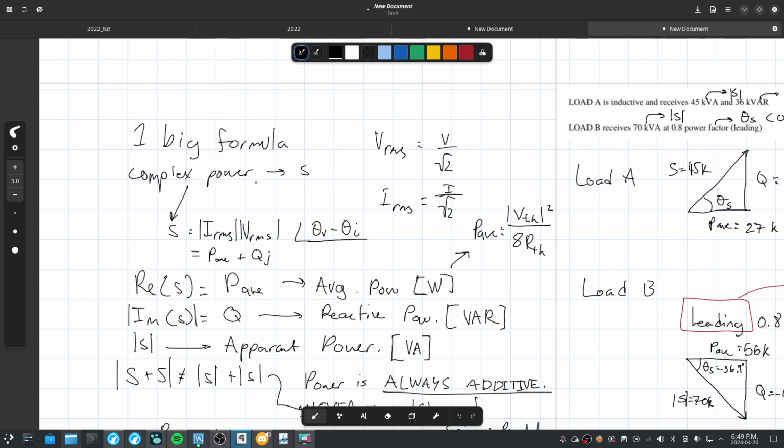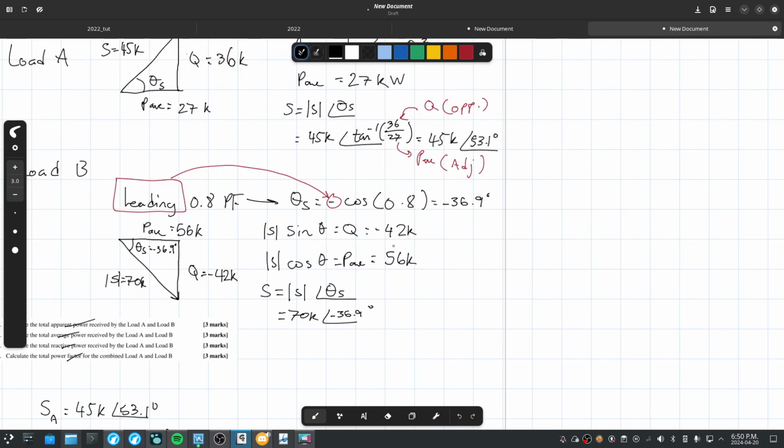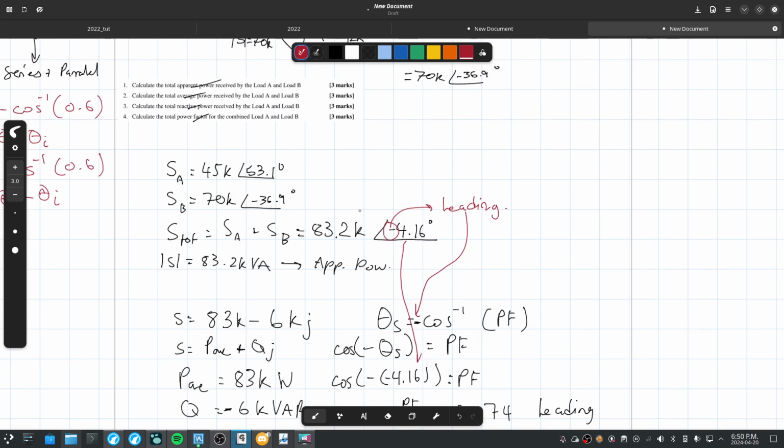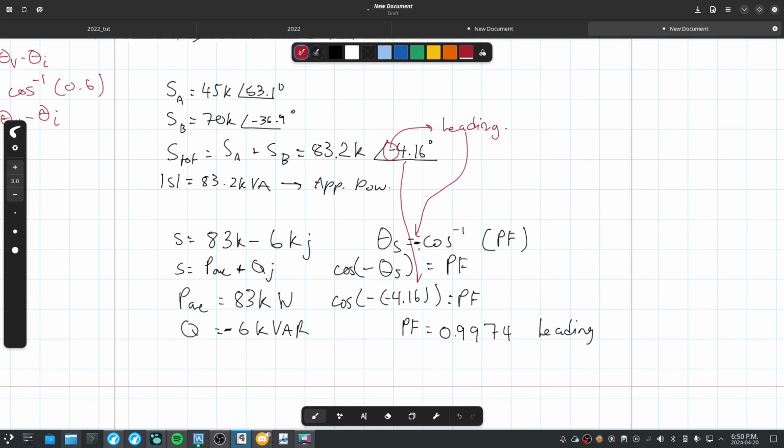So if the triangle points up, it's lagging, and if it points down, it's leading. Correct. Yes. You can see here, this here is lagging. Theta S is positive, and this here is leading. It says right there, theta S is negative. And again, if we look here, this is leading because theta S is negative. So we put that into our equation, and we find our power factor. That's pretty much all there is to remember about that part.